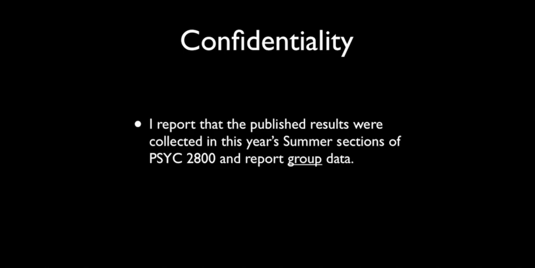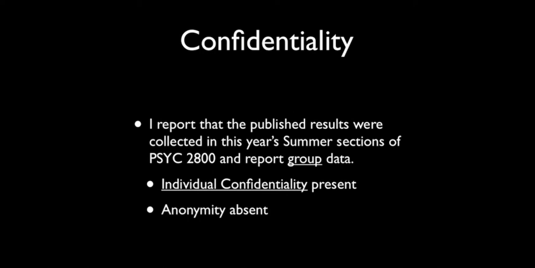But let's put these possibilities into research examples. Let's say that I collect data in my summer research methods course. When I publish my research, I report that my subjects were GCSU students enrolled in my Psych 2800 summer class. In my results section, I report only group data. In this example, individual confidentiality is present because I did not associate a specific subject's data with their identity. But anonymity is not present because it is always possible that someone may ascertain who was enrolled in my summer class.